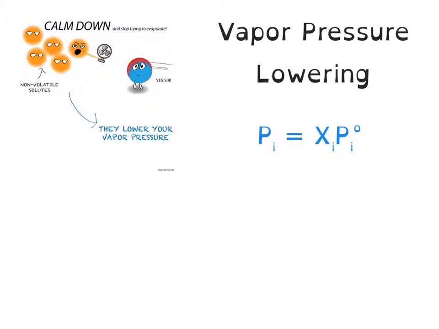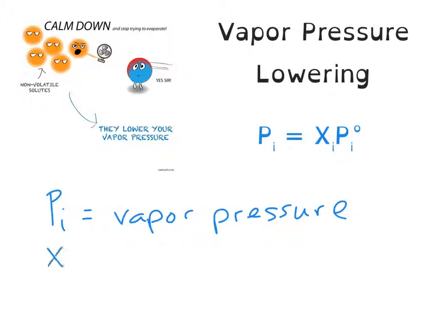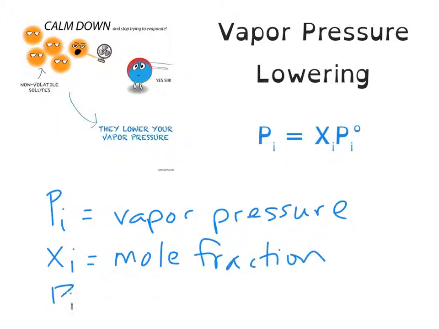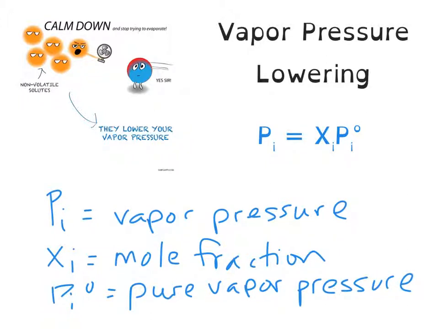Okay, what does this mean? Well, our equation for vapor pressure lowering is Pi equals Xi times Pi naught. Let's look at what each of these factors represents. Pi is going to be your vapor pressure, where you end up, what the vapor pressure lowering is. Xi is your mole fraction, which you will have to calculate. Pi naught, or P naught, is the pure vapor pressure. That is what the pure substance would have as a vapor pressure before you added the solute to it.